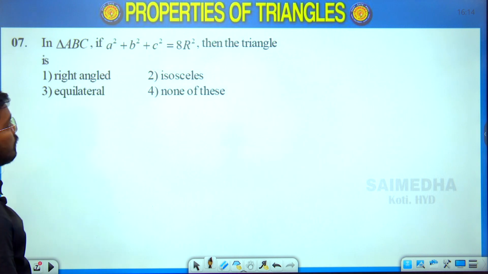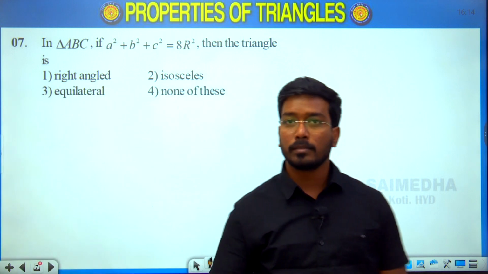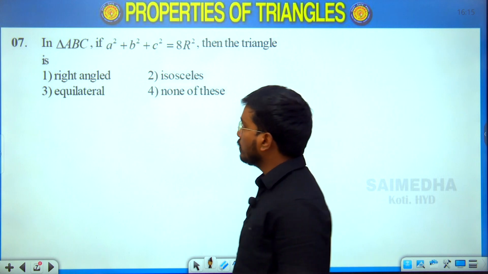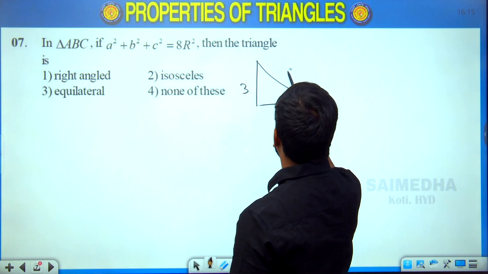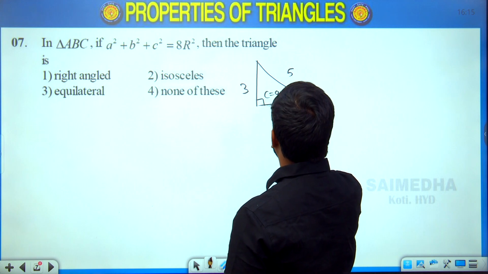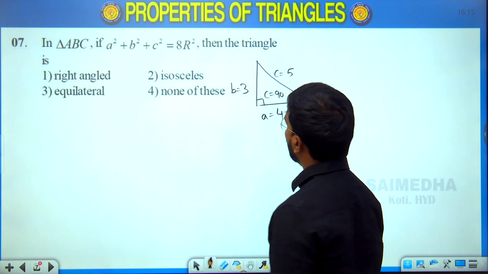In a triangle ABC, a square plus b square plus c square is equal to 8R square, then the triangle is... Okay, I will be using the verification method here. Let us take the first one as a right angle triangle. Let us say this is 3, this is 4, this is 5. I am taking angle C equal to 90, so a equals 4, b equals 3, c equals 5.